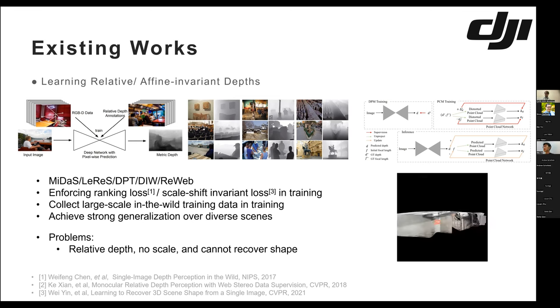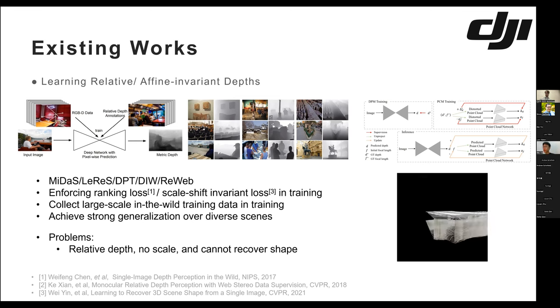Methods such as MiDaS, DPT, and others use large-scale data sets in training, and they enforce the ranking loss or scale-shift invariant loss in training. They can achieve very strong generalization over diverse scenes, but the problem is that the predicted depth is relative or affine invariant. So they cannot achieve any scale, and it's very hard for them to recover the shape.